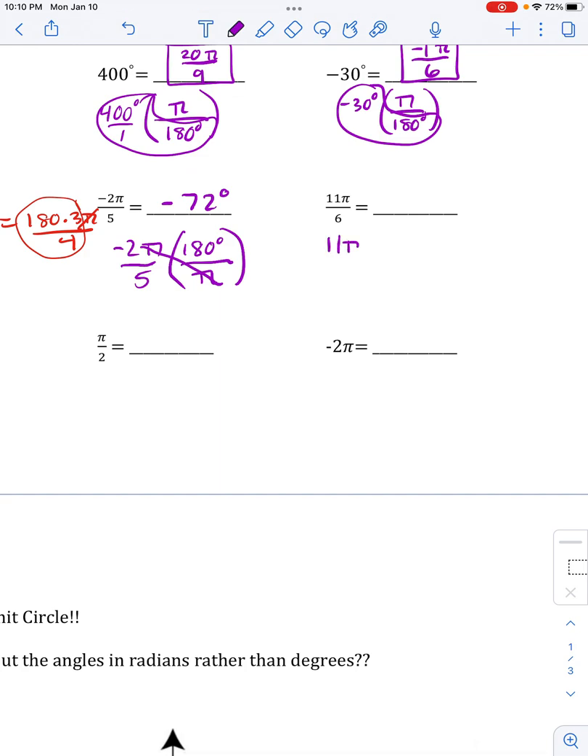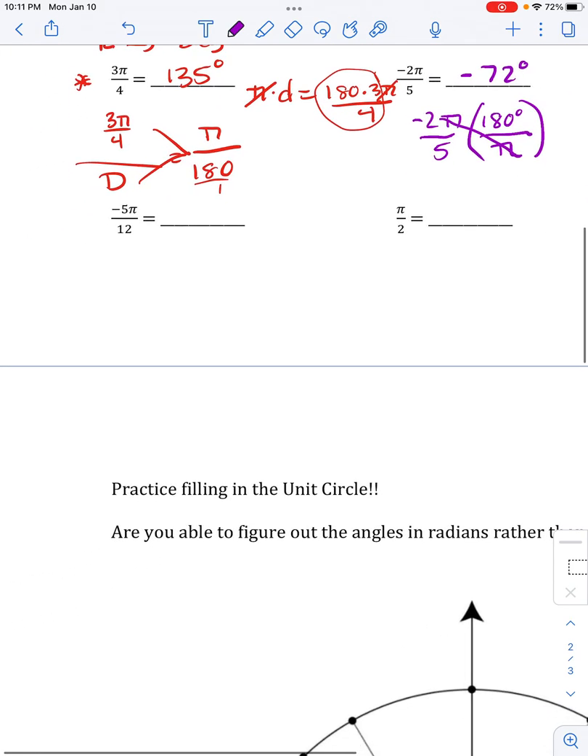Okay, this is radians. So I start with radians. I'm trying to get rid of that pi on the top, so I put mine on the bottom and put my degrees on the top. The radian part cancels, and I hit my calculator. 11 times 180 divided by 6, and 330 degrees. Okay, keep on trucking.